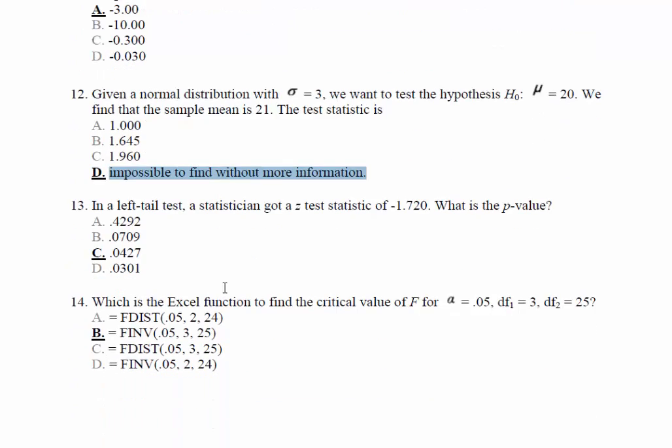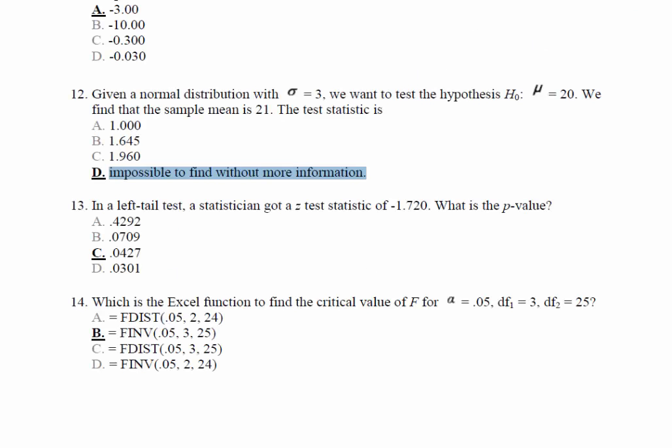Number 13. In a left tail test, a statistician got a z-test statistic of minus 1.720. What is the p-value? For this question, you need to go to page 564 of your book. Look at the table C2. You'll see the p-value in that case is 0.0427. Therefore, C is correct answer.